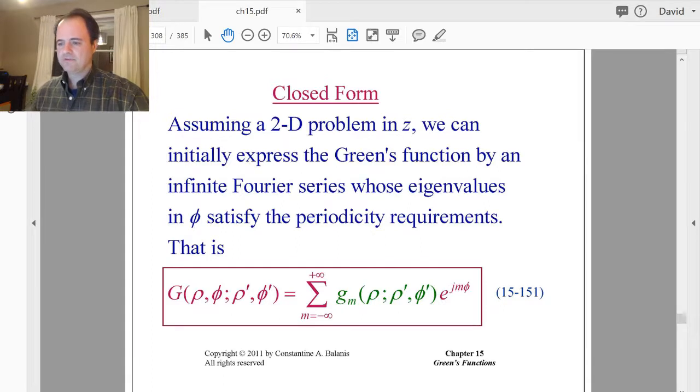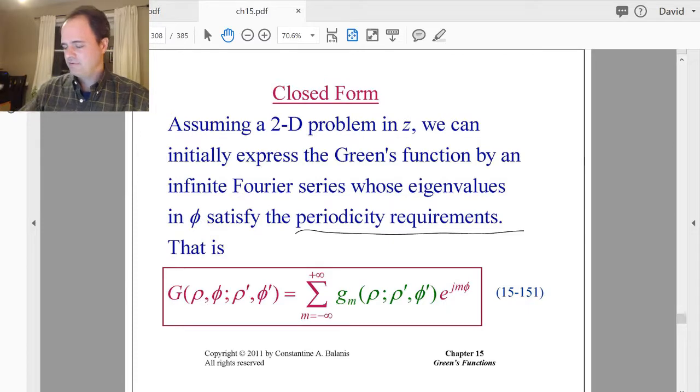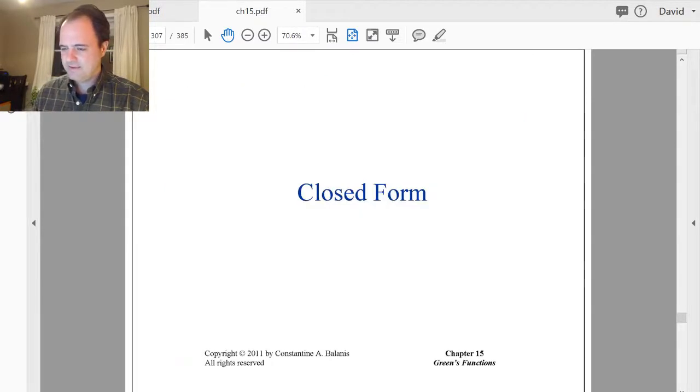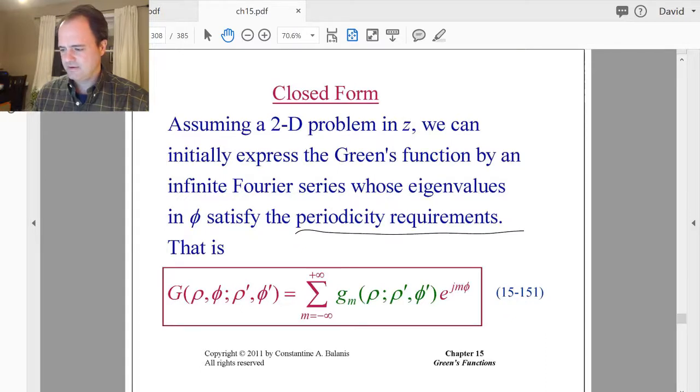All right. So assuming a 2D problem in z, we can initially express the Green's function by an infinite series whose eigenvalues in phi must satisfy periodic requirements. So we're first going to get rid of the d phi terms in our del squared term by assuming that G has to have this form here, with coefficients in front of this. So we do that.